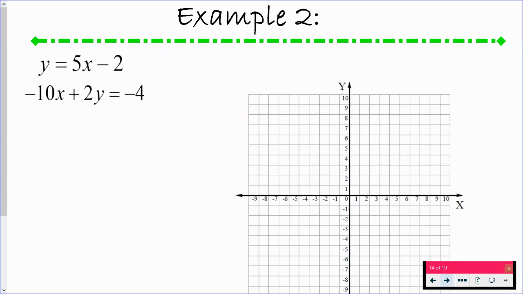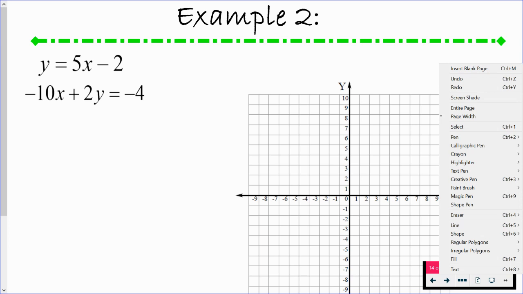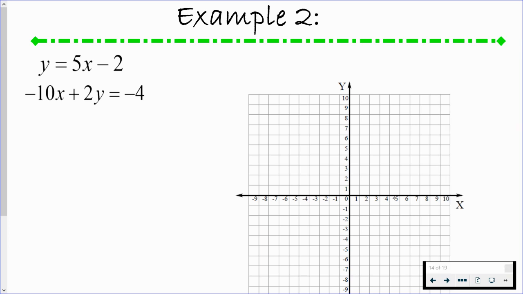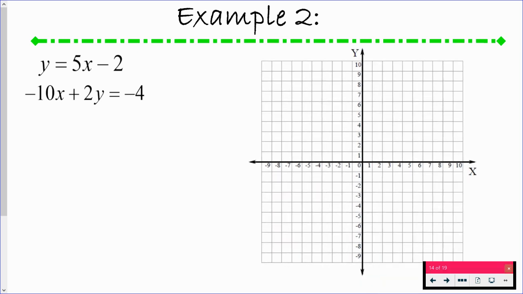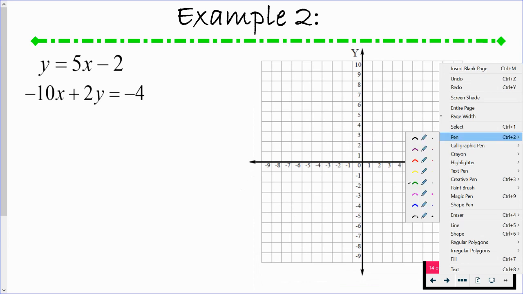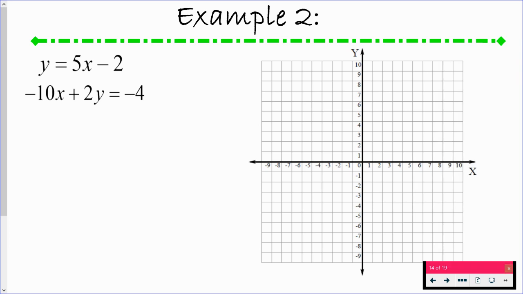Okay, next. Example 2. All right. Example 2, I'm going to look at my first equation. y equals 5x minus 2. That's good. It's in y equals mx plus b. So I'm going to start with graphing that. My negative 2 is my y-intercept. So I'm going to go down to negative 2 on the y-axis.